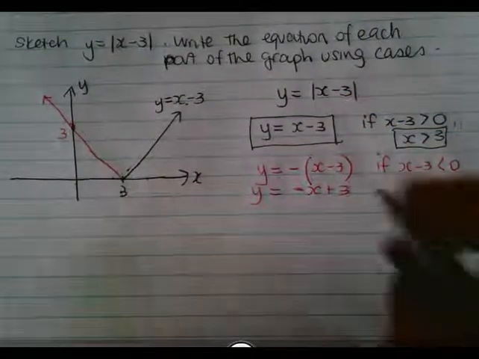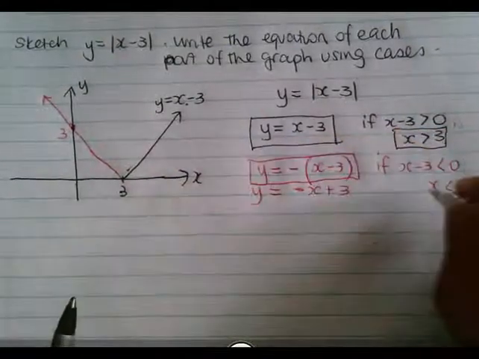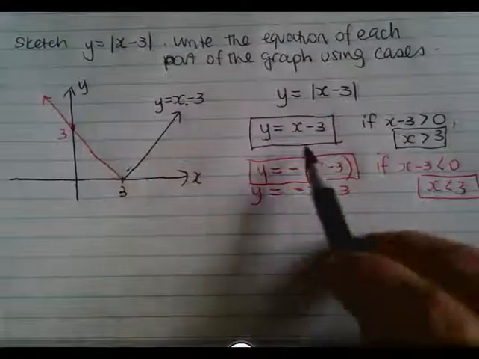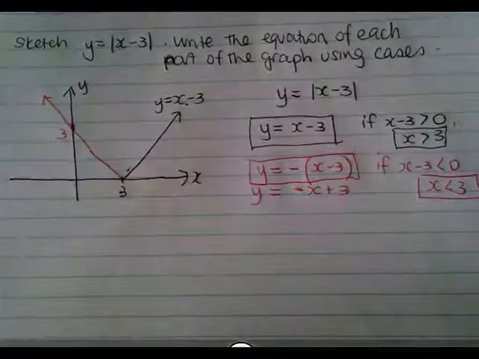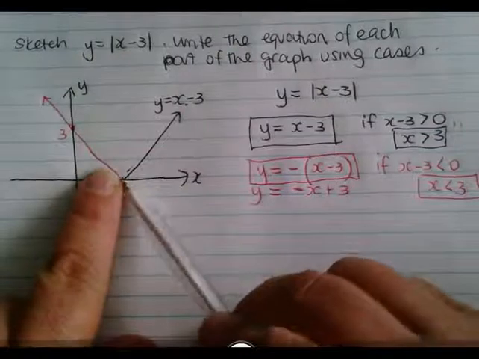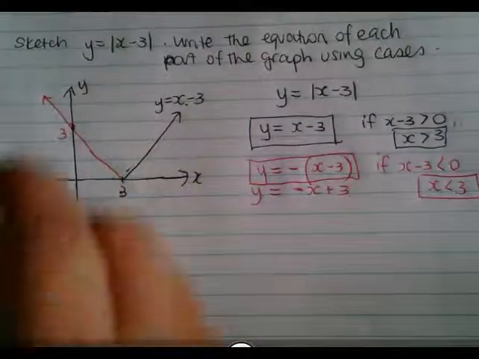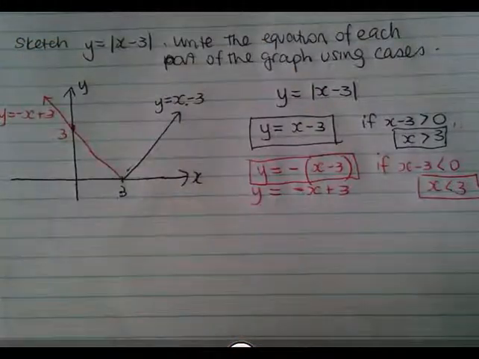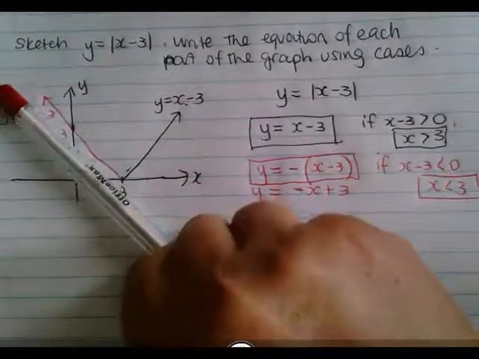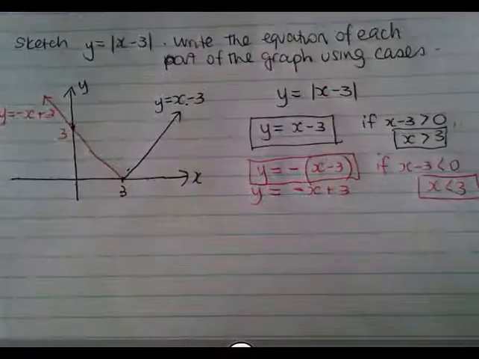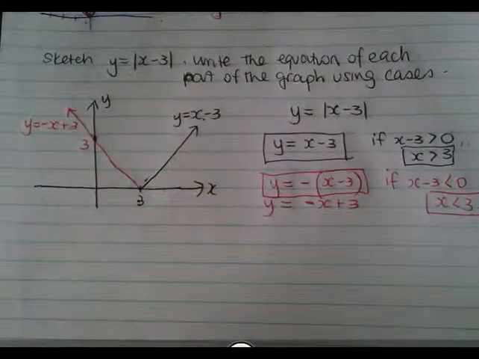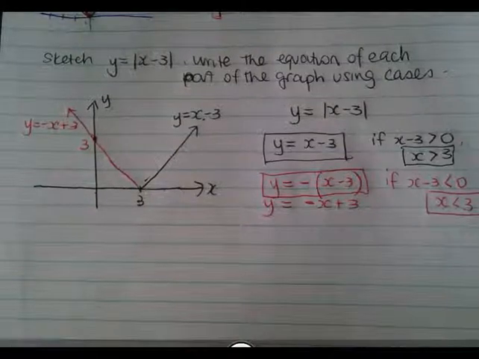Okay, so my two equations are my two cases. I've got that the equation of this line is y equals x minus 3, and I can see that only applies for values of x greater than 3. And my second equation over here is y equals negative x plus 3. And it makes sense. It's got a gradient of -1 and a y-intercept of positive 3. And that is the equation only if my values of x are less than 3.